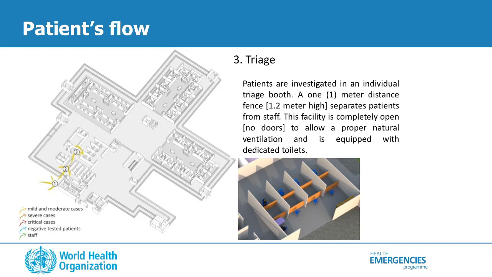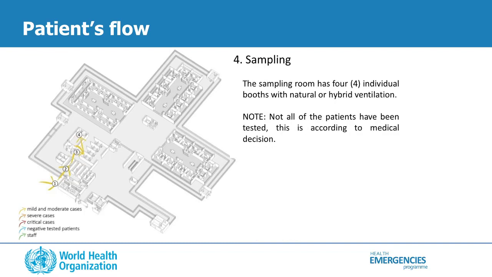Third, triage. Patients are investigated in an individual triage booth with a 1 meter distance and a fence about 1.2 meters high that separates patients from staff. This facility is open without doors, so it allows proper natural ventilation, and is equipped with dedicated toilets. Fourth, sampling. A sampling room has 4 individual booths with natural or hybrid ventilation. However, patients can only be tested if a doctor decides so.